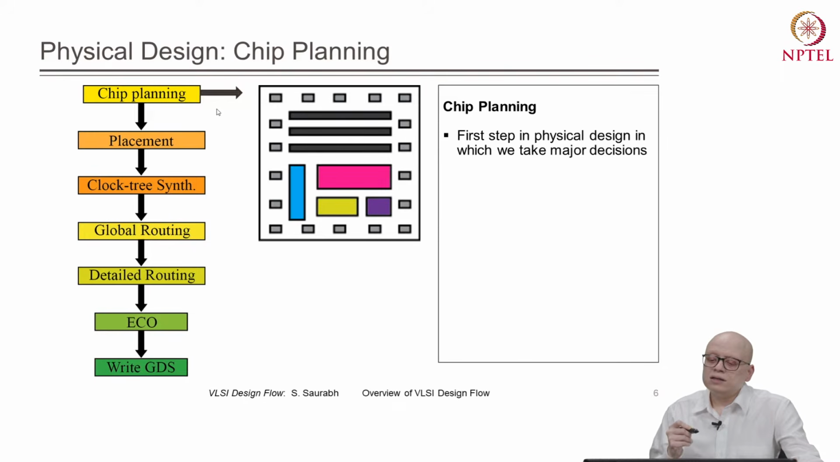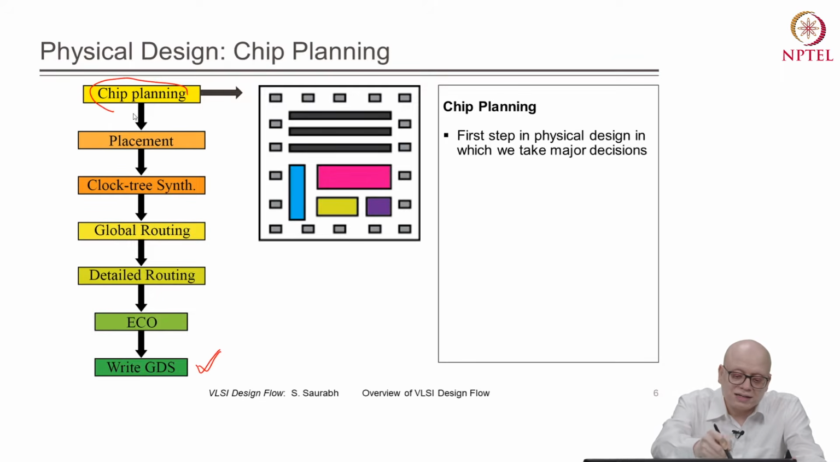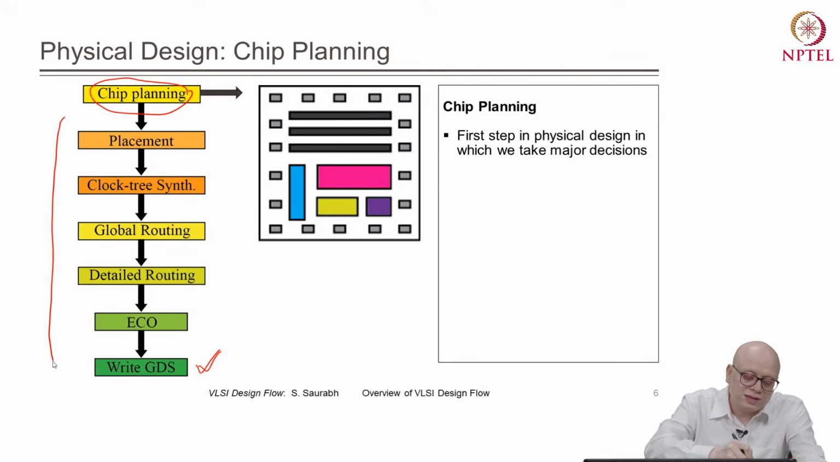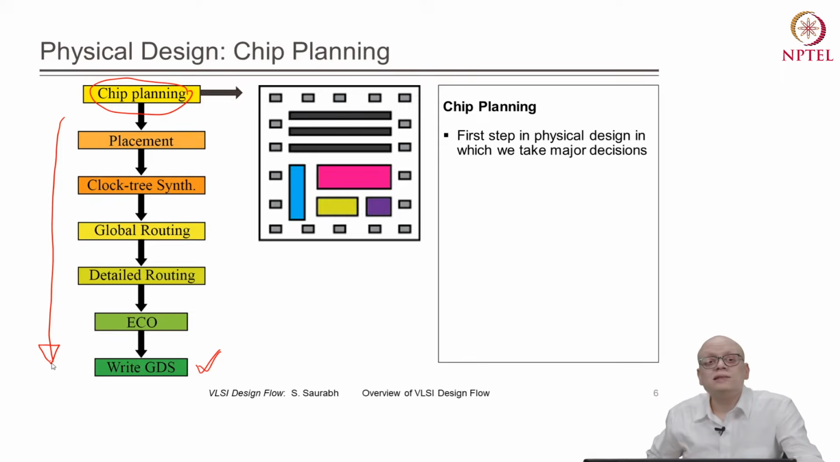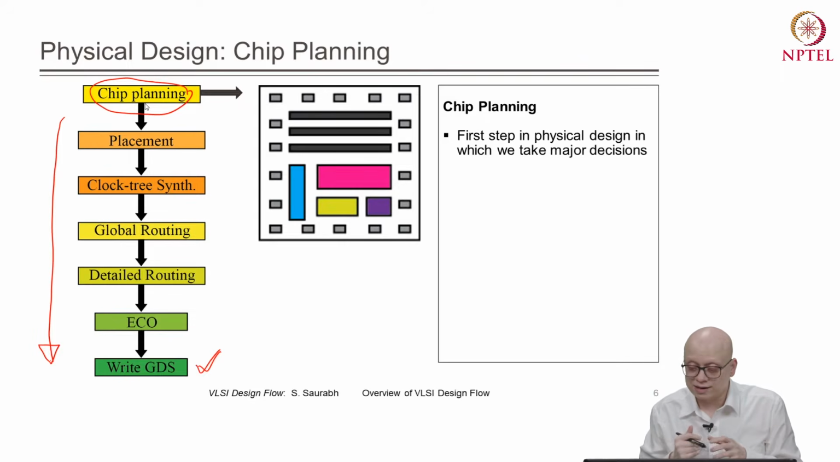So, at the chip planning stage, we have lots of flexibility, and therefore the chip planning stage has a lot of impact on the final QoR that comes out of a design. If we take wrong decisions during the chip planning stage, all our following steps or tasks in the physical design flow will get impacted. So, at the chip planning stage, we take major decisions about the layout of our circuit. So, what are those major decisions?